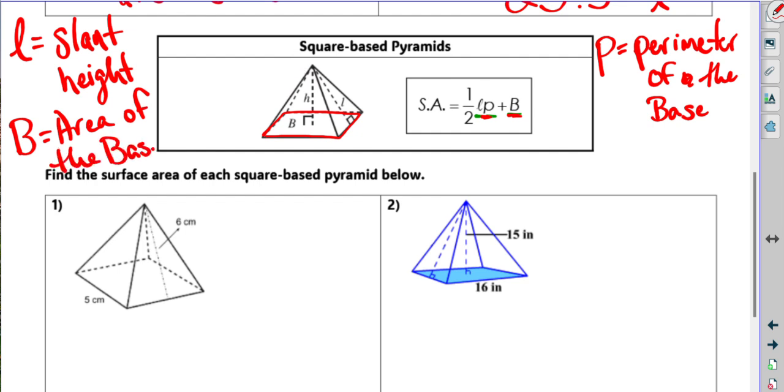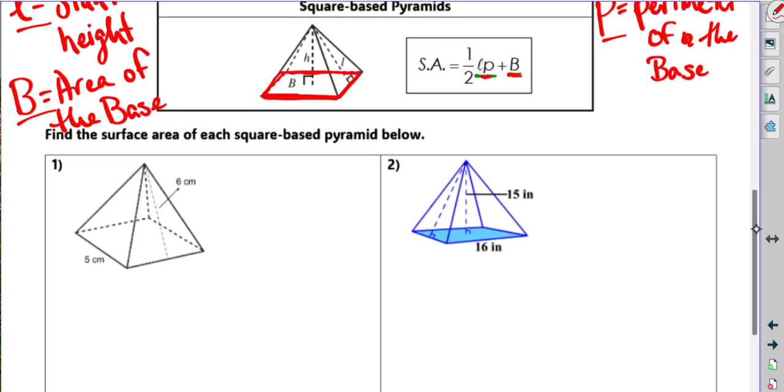Please write these 3 down. Define each of those in that space on the sides. That's going to be really useful. L could be given to us. P and B are almost never given to you. They'll tell you one side, and then you need to find the perimeter by adding up those 4 sides. They're going to be the same, or just multiplying times 4. And you'll need to find B by multiplying length times width to find the area of that square in the bottom.